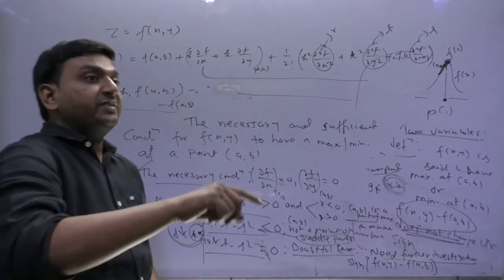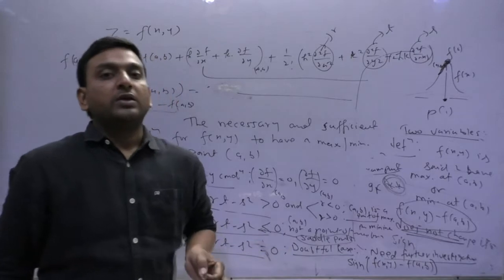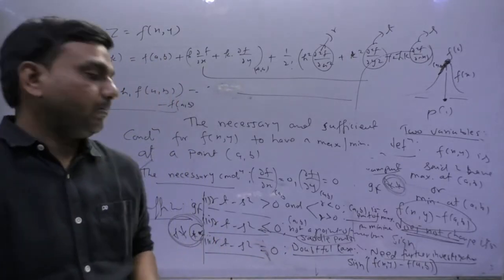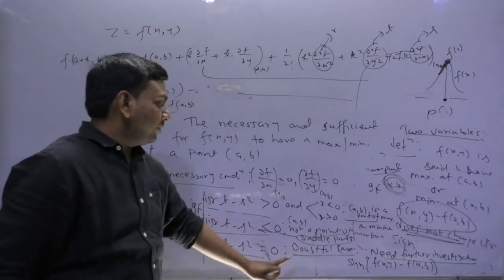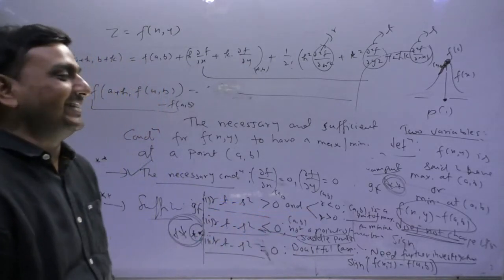Then that point itself, what point? (a, b) itself is called a saddle point. Please do remember this thing. You do remember this anyway.